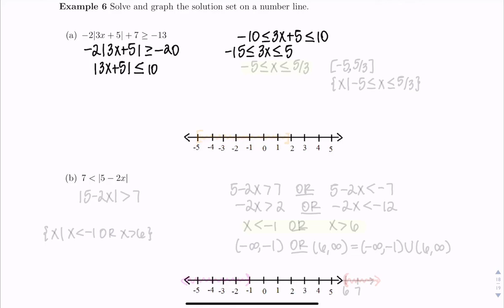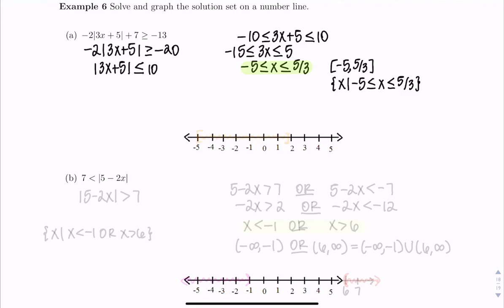Now dividing by 3, we end up with -5 is less than or equal to x, which is less than or equal to 5/3. So let's go ahead and write this in interval and set builder notation. So in interval notation, this is bracket -5, comma, 5/3 with another bracket. In set builder, we have x such that -5 is less than or equal to x, which is less than or equal to 5/3.